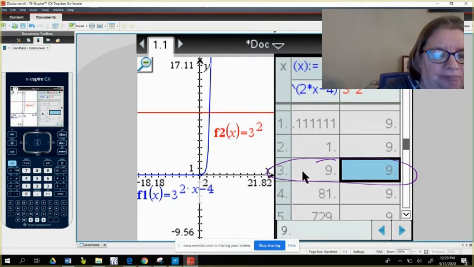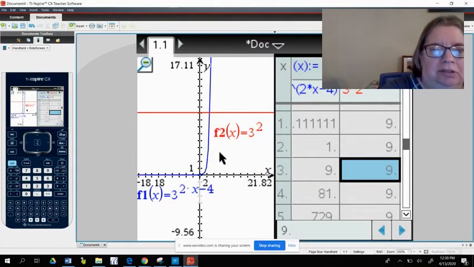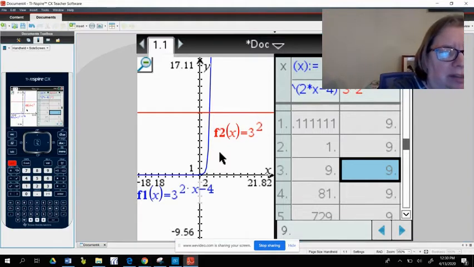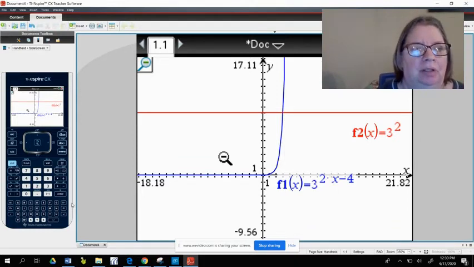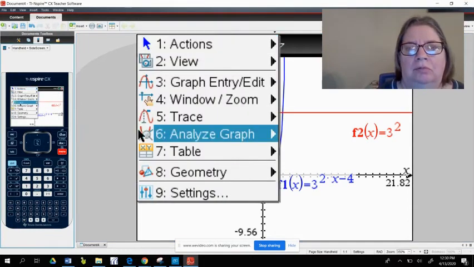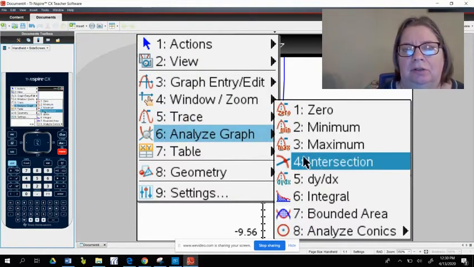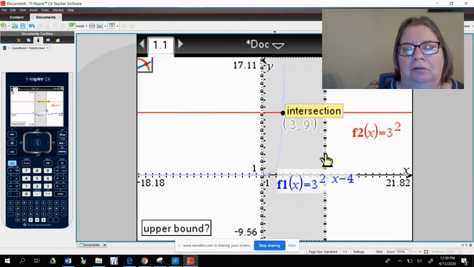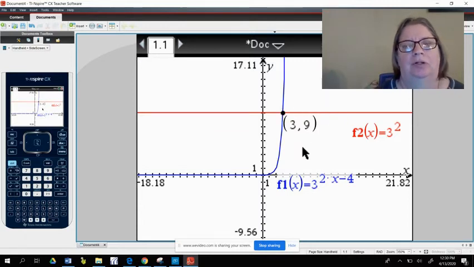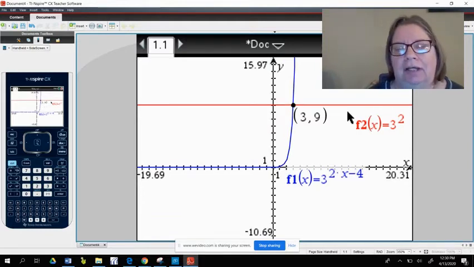If you look at your graph, you'll see that where they intersect is x equals 3. All right, let's do Control T, take off the table. Where they intersect, go to menu, analyze graph, the intersection. 3, 9, that's the same point, so x is 3. That's what we would do on a TI. So if you've got one at home or if you have a computer where you're capable of downloading that software, that's what you would do.